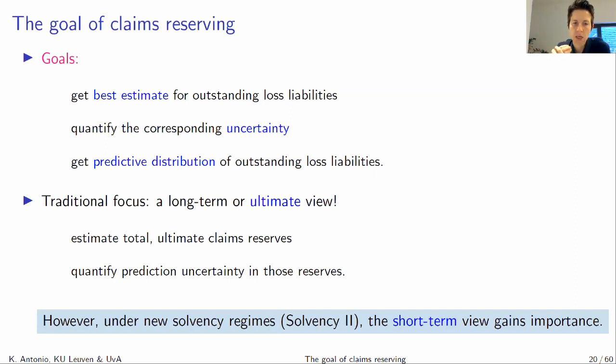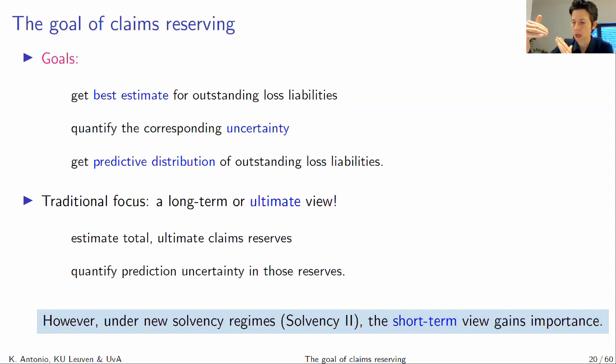But nowadays, if you look at this exercise of reserving in a Solvency II context, for instance, then besides this ultimate view, also the short-term view is important. And what I mean with the short-term view is that we ask ourselves, how do our reserve predictions change if we have a new diagonal of information available? So that's one of the things we're also gonna evaluate in a Solvency II context. That's called then the claims development result.